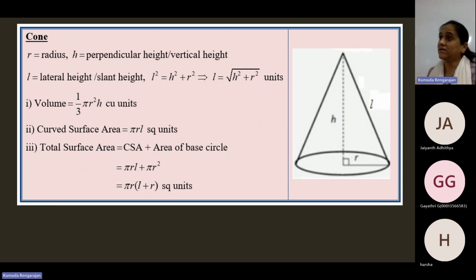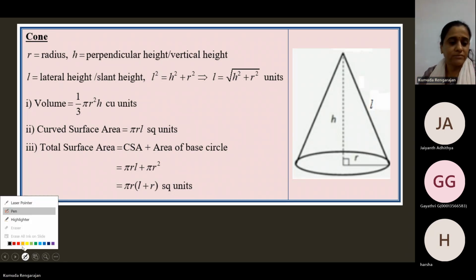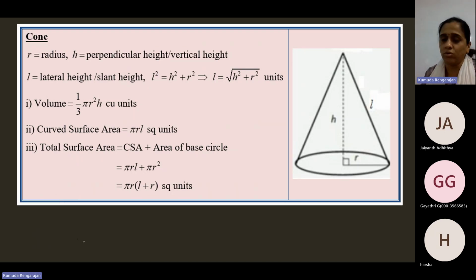Total surface area, that is the areas of the two surfaces put together. CSA total means what? CSA plus area of the circle. So pi RL plus pi R square. When you take out pi R common, in the bracket you have L plus R or R plus L. Both are fine. Pi R into R plus L or L plus R square units. So this is about all the formulae with respect to a cone.